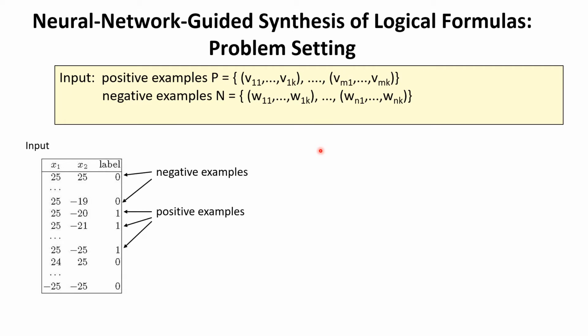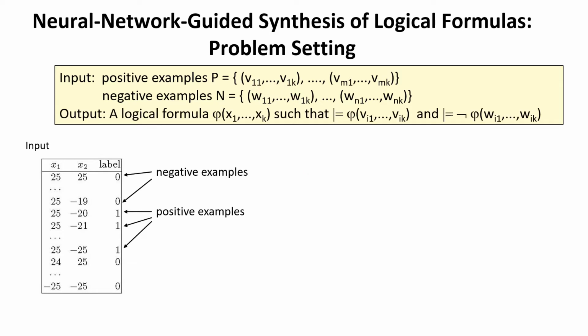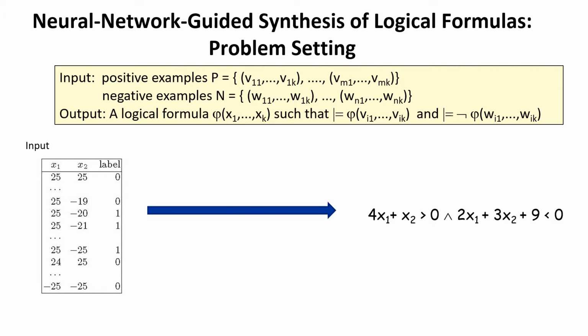We consider the following synthesis problem. As an input, assume that we are given a set of positive examples and negative examples, where each instance is a tuple of integers. And the goal is to construct a logical formula phi that is true for all the positive examples and false for all the negative examples. And we use neural networks to solve this problem.